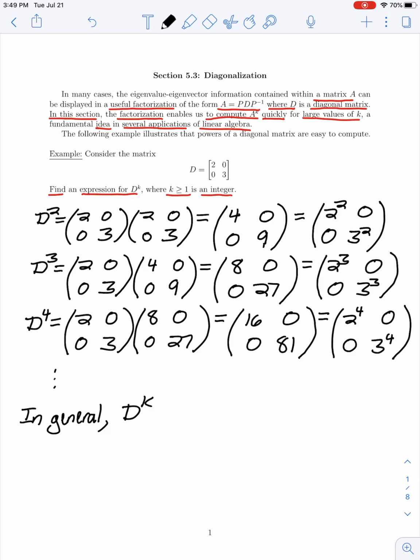D to the kth power would be the diagonal matrix, where our diagonal entries are 2 to the k and 3 to the k, for any k greater than or equal to 1. So for diagonal matrices, finding large powers is quite easy. You just take that power of the entry on your diagonals.